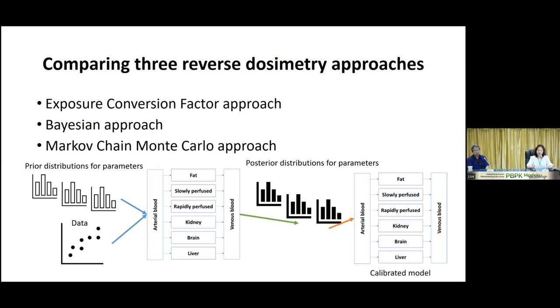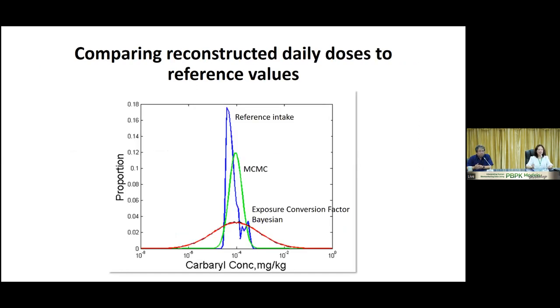And if you remember at the beginning, I told you that we know what the exposure is because we simulate it and then we put it in the PBPK model. So we know what the exposure is. So when we do reverse dosimetry, we can compare which method fits the input better. And this is what we learned.